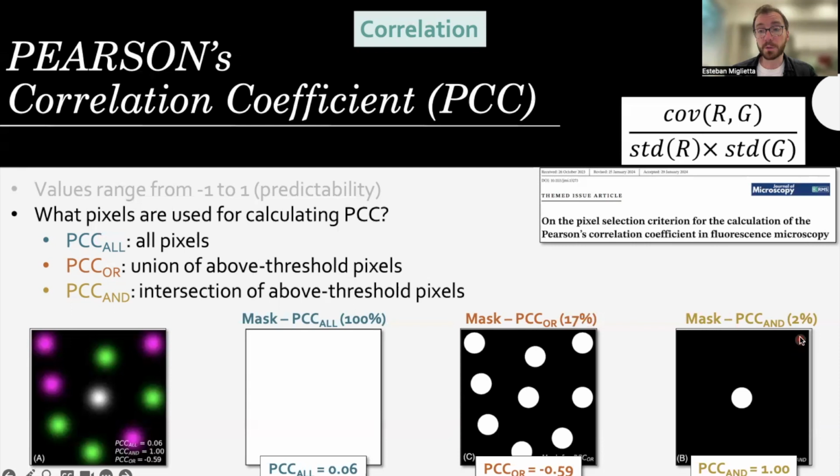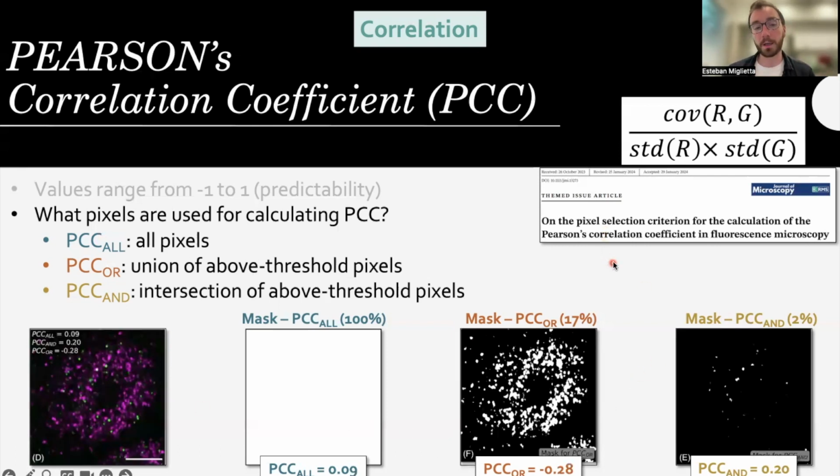But if you use PCC and, again, further restricting the number of pixels you are analyzing from the image to only 2% of them, you get a PCC of 1, a perfect correlation, because here you see all these blobs are brighter in the center and dimmer at the edges. And here, this perfectly white blob means that both magenta and green channels are bright at the center and dim at the edge. So they correlate perfectly with one another.